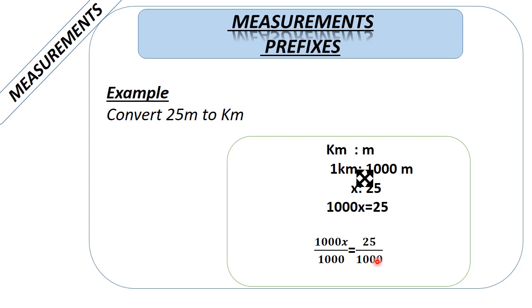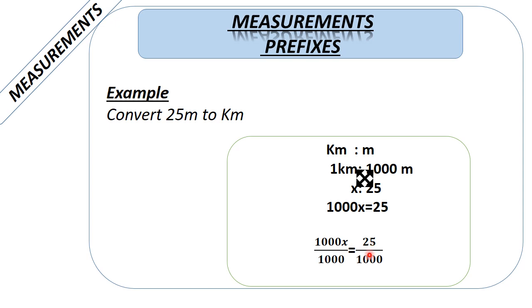For those who don't understand why we divide both sides, it's because of the equal sign. What the equal sign means is that what is on this side should balance with what is on this side. So if you divide here, you should also divide this side. So we divide by 1000, we divide by 1000. So 1000 divided by 1000 is going to be 1. 1 times x will just be x.